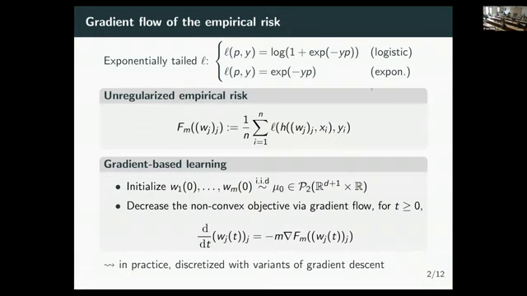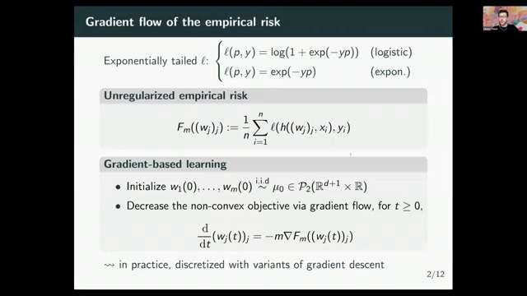Now the way we will select these weights is the standard way via empirical risk minimization. In this talk, to simplify the analysis and following some previous work, we consider losses with an exponential tail. This includes the logistic loss or the exponential loss. And we consider the unregularized empirical risk, which is a function of all the parameters of the neural network.